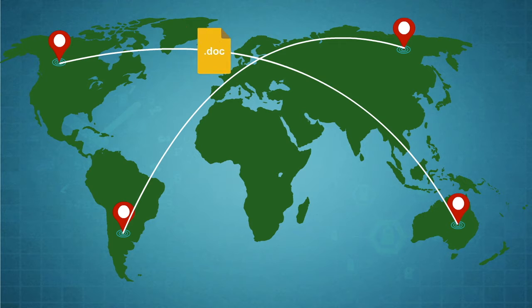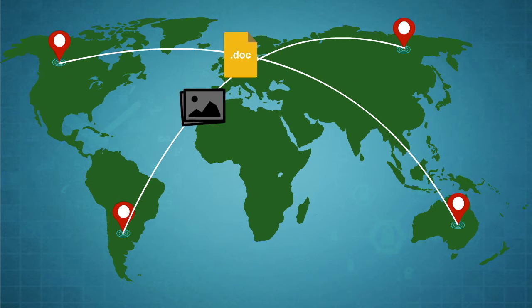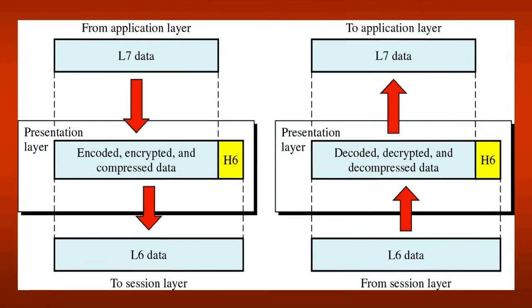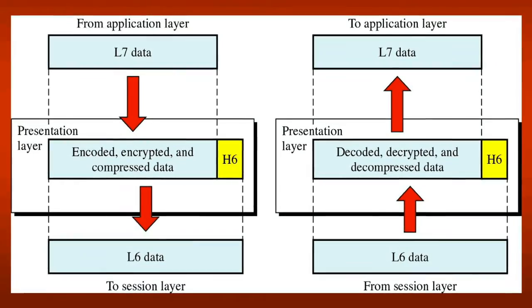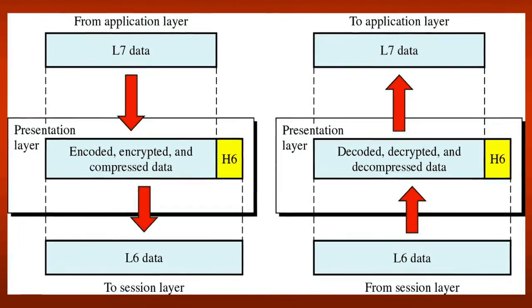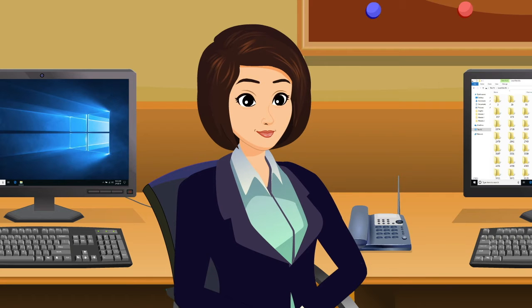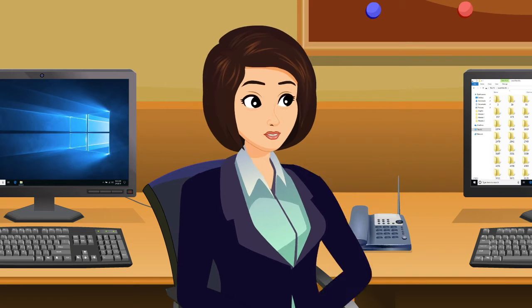As you might know, data can be sent in different formats by different sources, which makes it difficult for computers to communicate. Presentation layer encodes the data in a standard network format and vice versa. This layer is concerned with the syntax and semantics of the information transmitted.